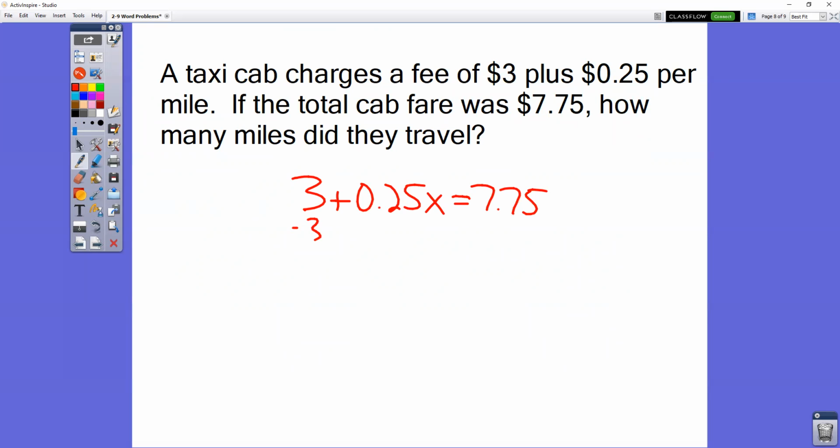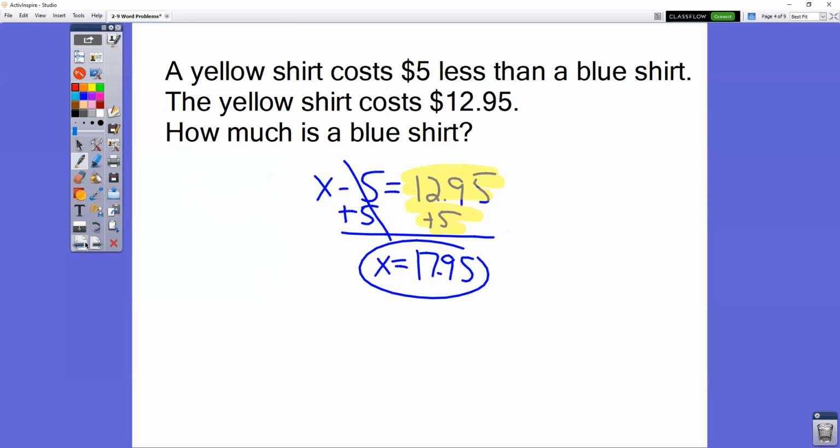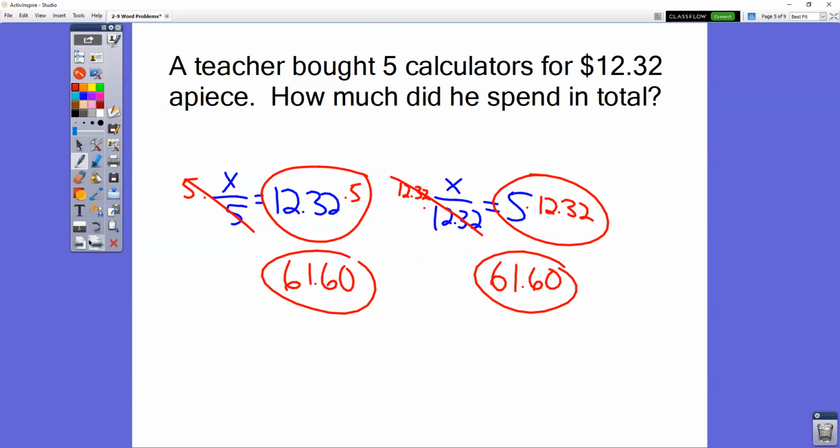So we would go to solve it. -3 minus 3. So 0.25x equals 4.75. Divide by 0.25, divide by 0.25, and we get that x equals 19. So the taxi cab drove 19 miles. Again, the hard thing is setting up the equations.